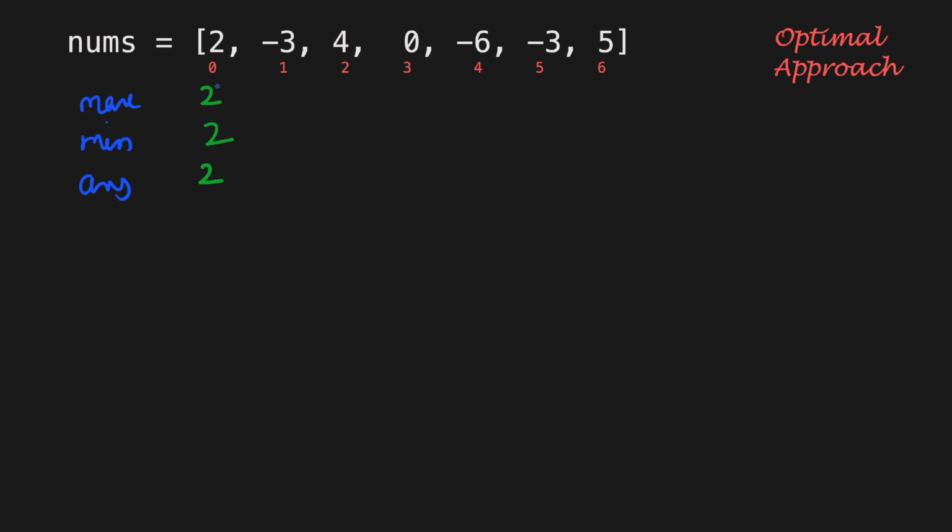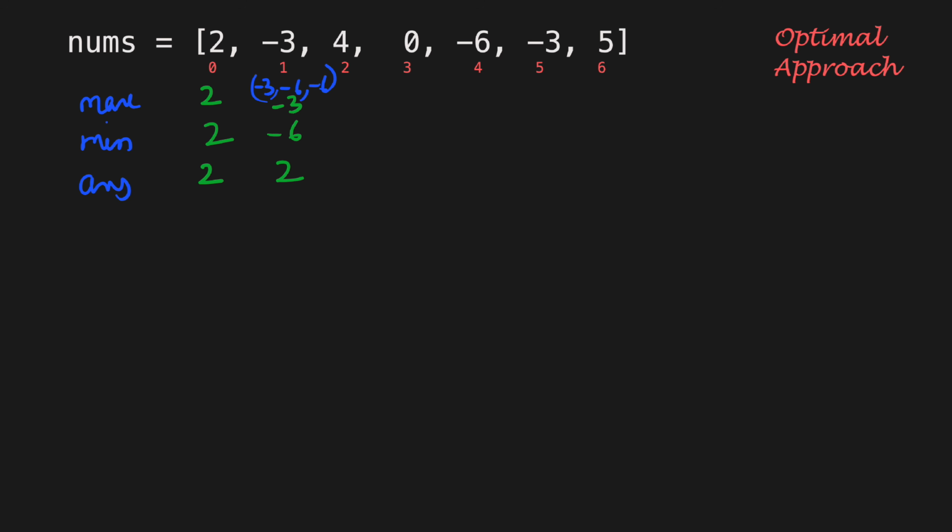Now the maximum product will be equal to the maximum of the current element, which is -3, and the product of the current element with the maximum product we have seen so far, which is -3 into 2 equal to -6, and the product of this element with the minimum product we have seen so far, which is again -3 into 2 equal to -6. So the maximum of these values will be equal to -3. Similarly, the minimum of these values will be equal to -6. But the answer says 2 only.